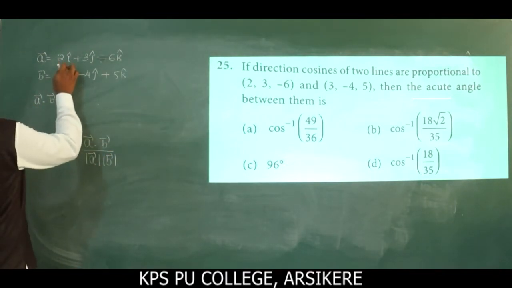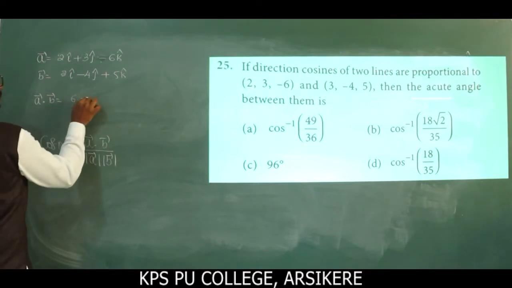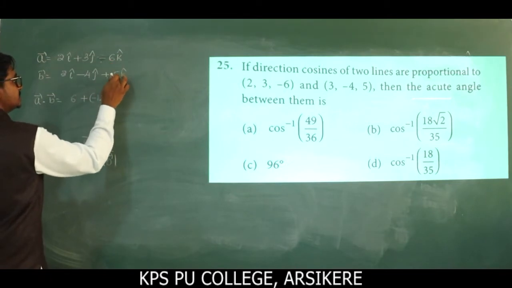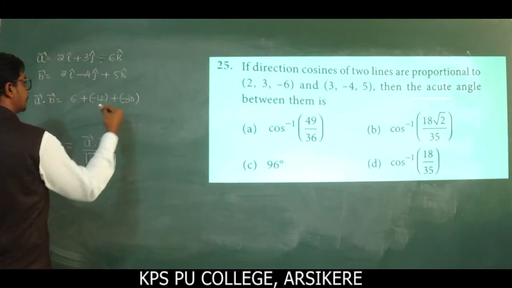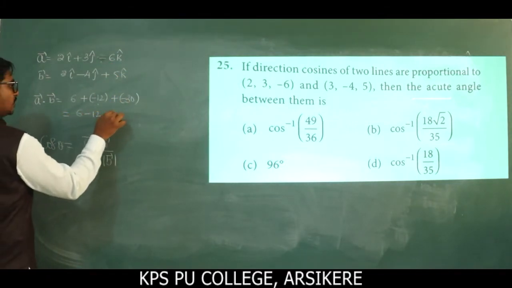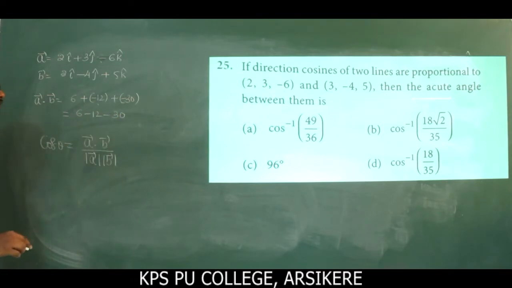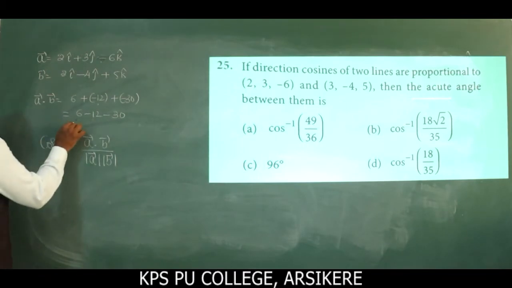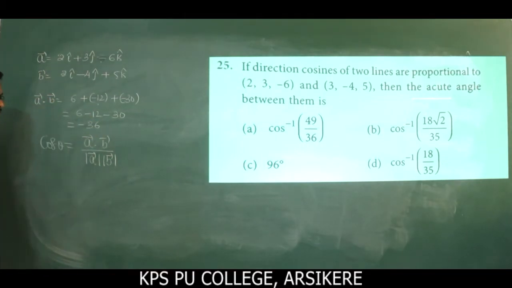A dot B is 2 into 3 is 6, plus 3 into minus 4 is minus 12, plus minus 6 into 5 is minus 30. This becomes 6 minus 12 minus 30. Minus 12 minus 30 is minus 42, plus 6 becomes minus 36.